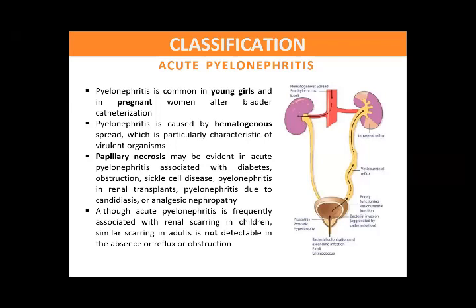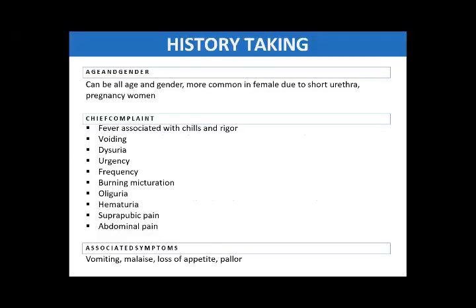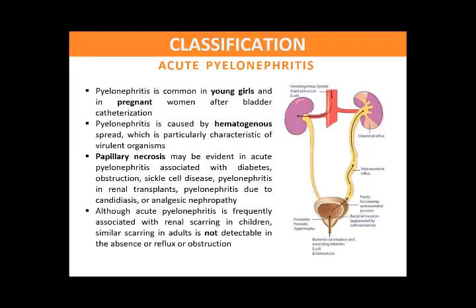Papilla get necrosed, and you have a high risk of infection, especially in people who are diabetic, who have sickle cell anemia, who had pyelonephritis in a renal transplant, and people who have a fungal infection like candidiasis, and analgesic nephropathy.